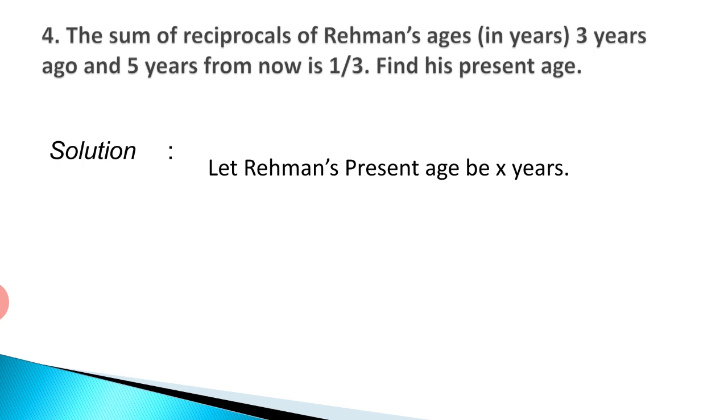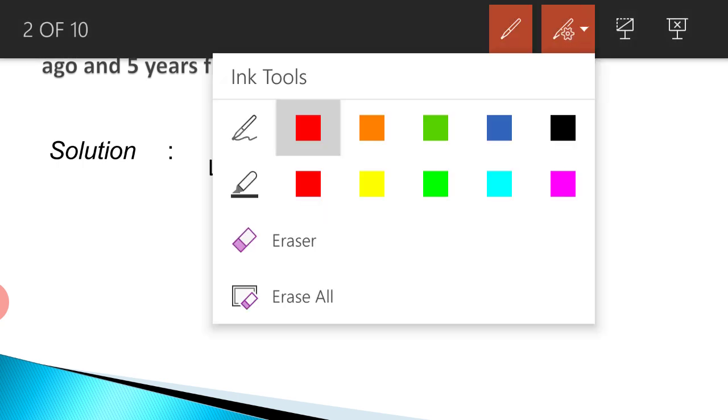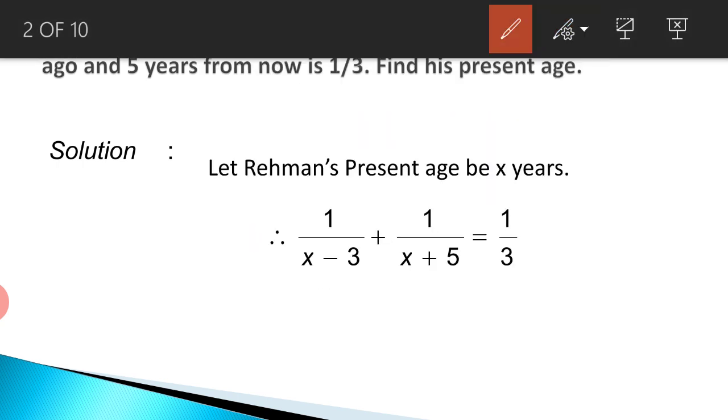So what will be the equation now? So reciprocal of his age before 3 years means it will be 1 upon x minus 3, and reciprocal of his age 5 years from now it will be 1 upon x plus 5 is equal to 1 by 3. Now you got the equation and you have to convert this equation into standard form and then solve it for getting the value of x.